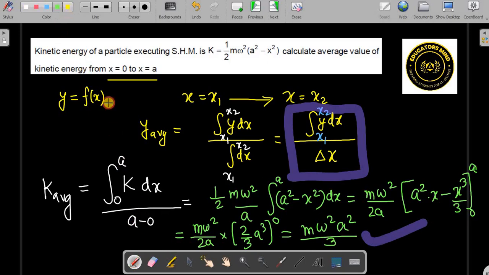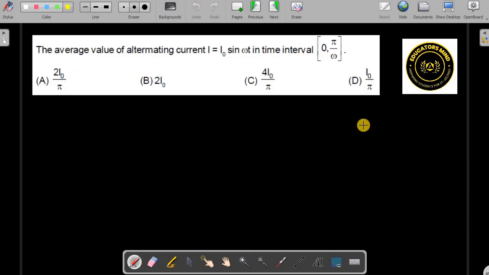So you can do the calculation in this way. This is the application in SHM. Average value calculation is done using this formula. For any kind of function, average between two limits, we can do like this. Next, this is also an application in the alternating current chapter. You will see that. Average value of alternating current.